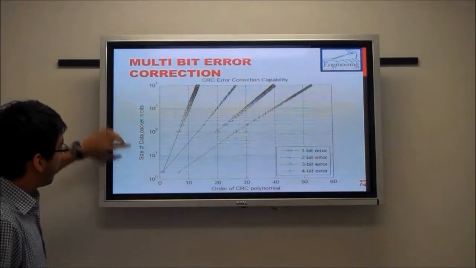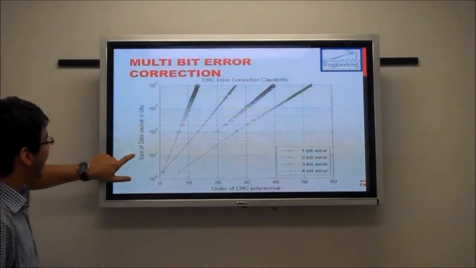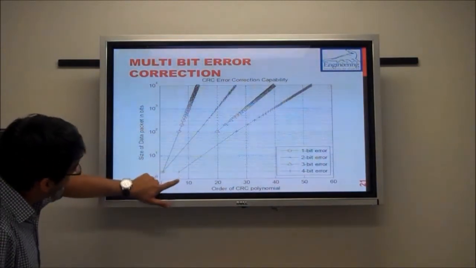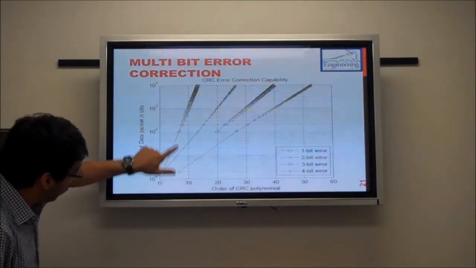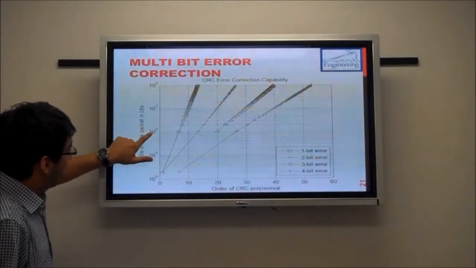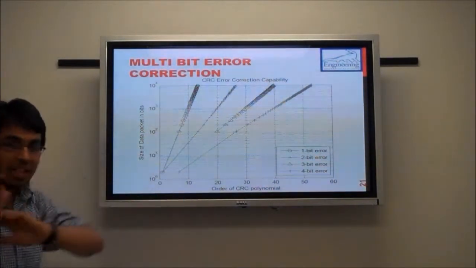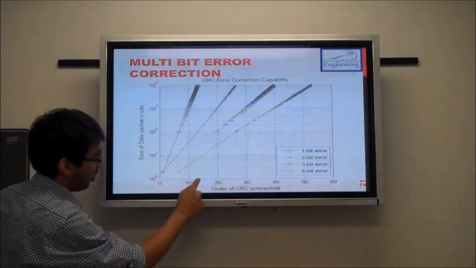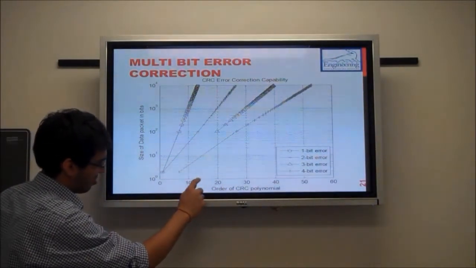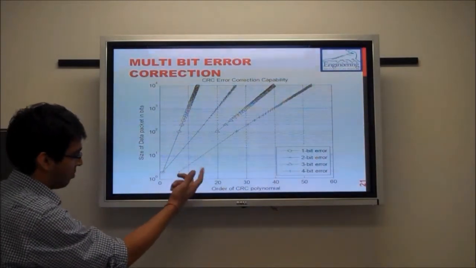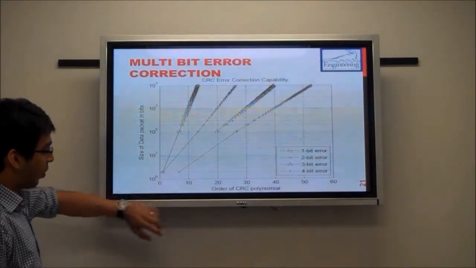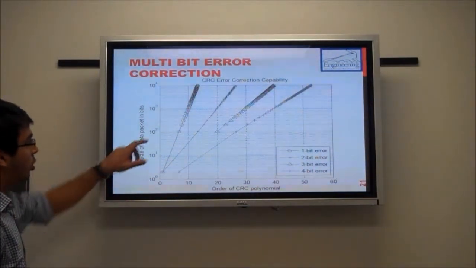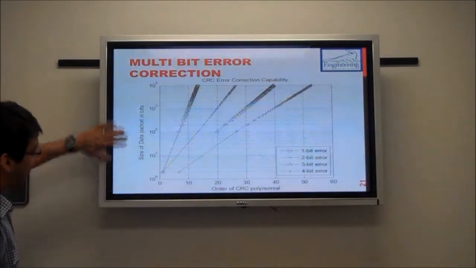Now if you want to correct single bit errors in a data packet of size 100, then you will have to use a CRC polynomial of order 6 or 7 probably. But if you want to correct 2-bit errors using the same number of resources, you will have to use a CRC polynomial of order around 11 or probably 12. So you see that you require a higher order polynomial if you want to correct more number of errors in the same size of packet.